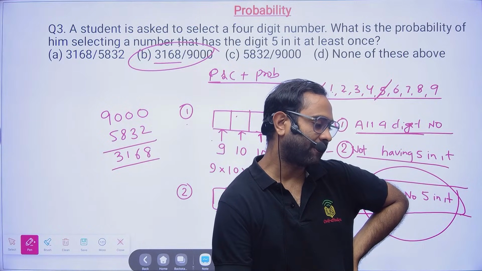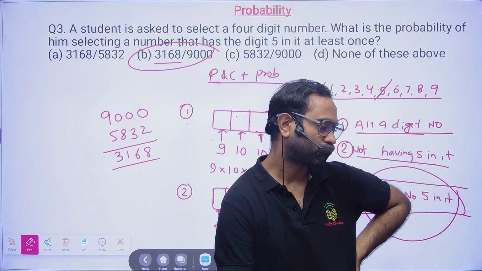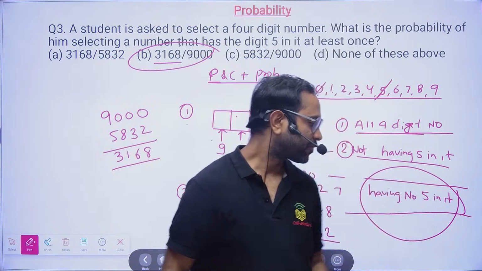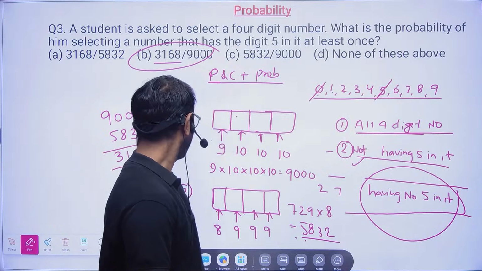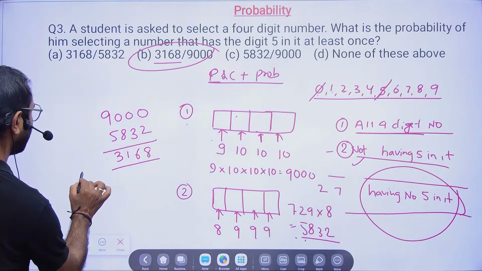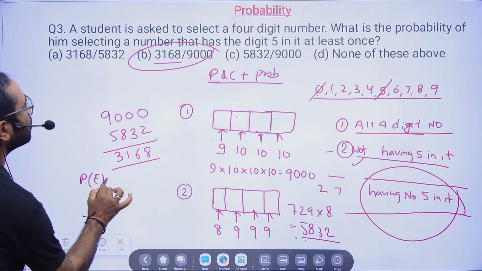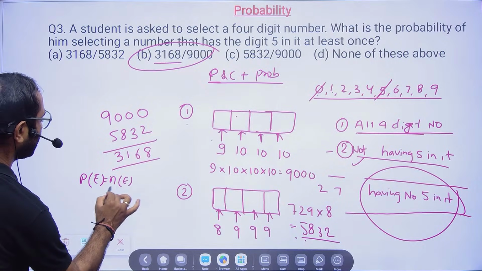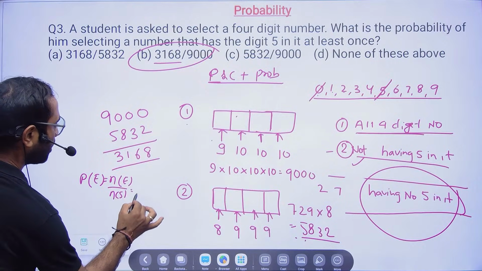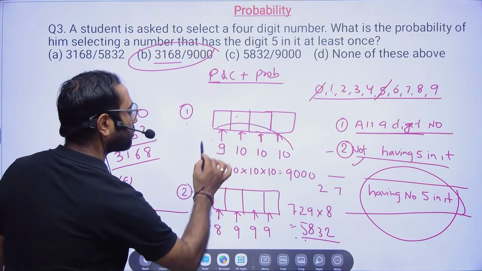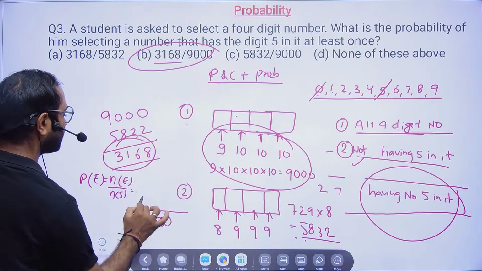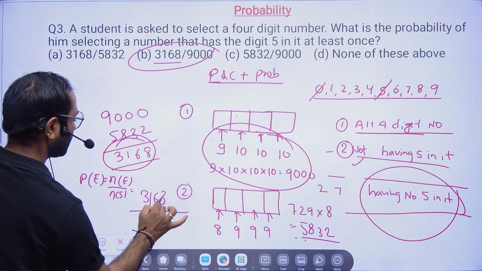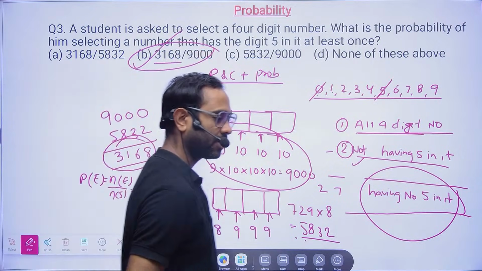Is it clear for everyone? Done? So first calculate not having 5 in it, and whatever remains is what we need. So we need to find the probability. Probability is equal to favourable by total, n(E) by n(S). So sir, the total numbers are 9000 and what you want is 3168, right? So that is the reason option B is the correct answer.